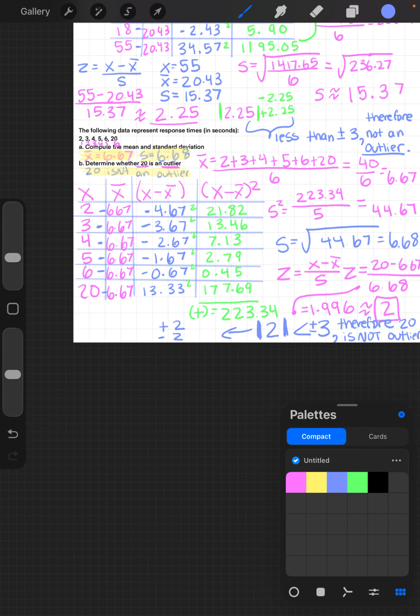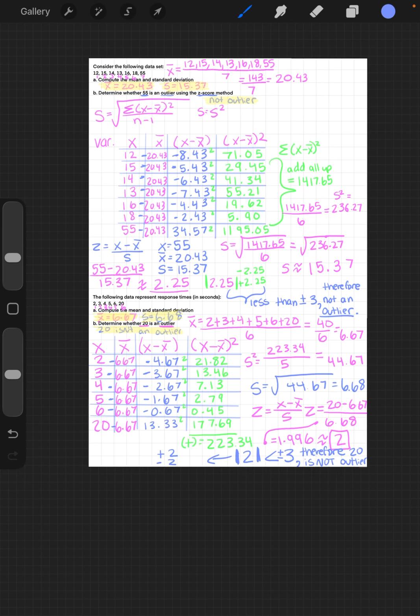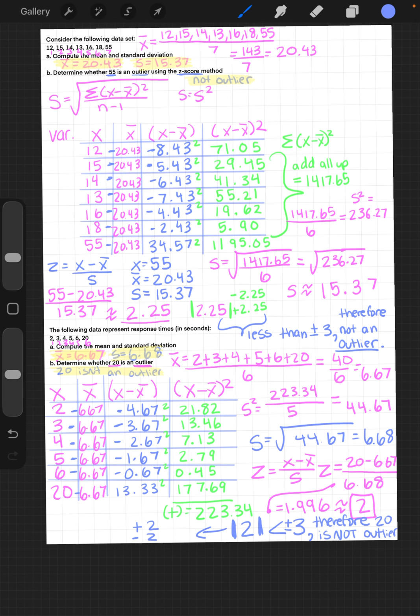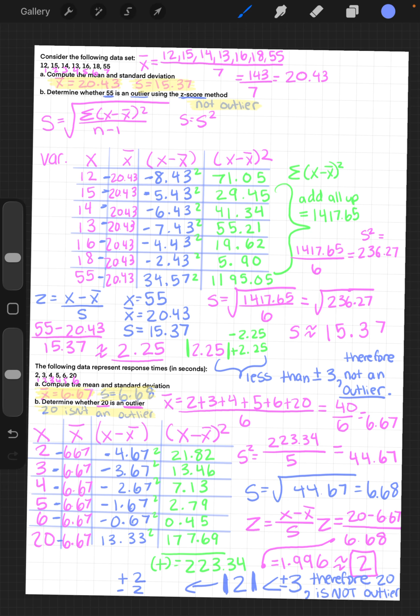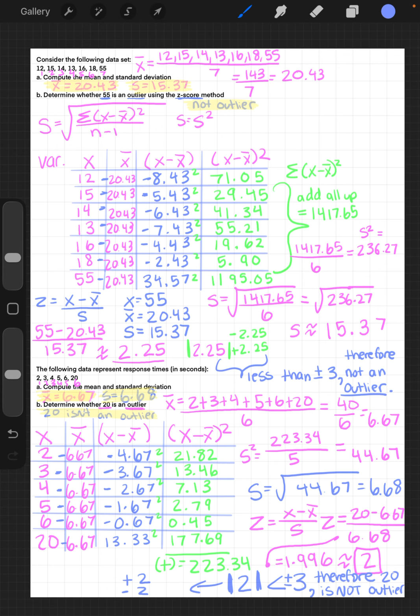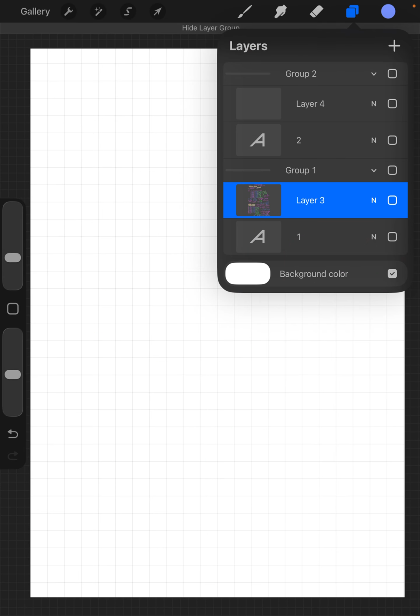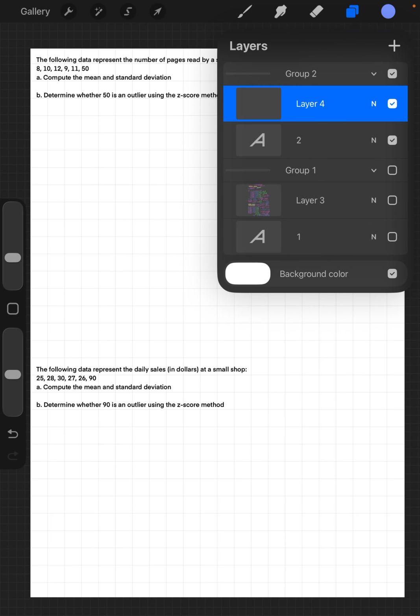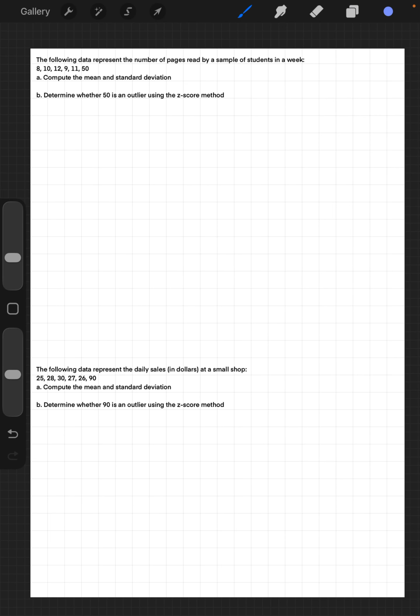Okay. This is the first 2 problems. This is how we're going to continue on with the next 2 problems I have set up. So let's get started.